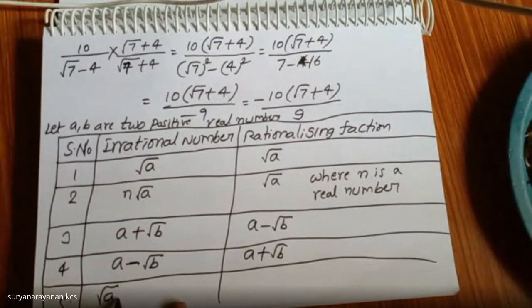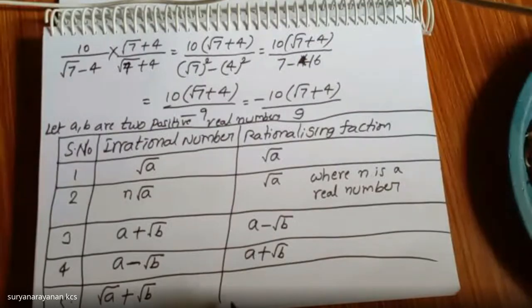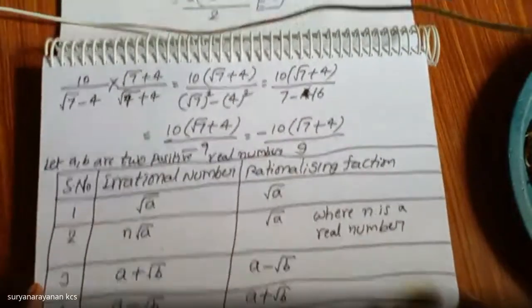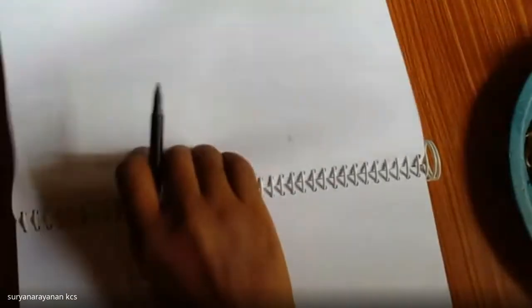Root A plus root B. What is the rationalizing factor? So root A minus root B. Yes, very good. Root A minus root B. Please remember this table, my dear children. And lastly, I will write one more.